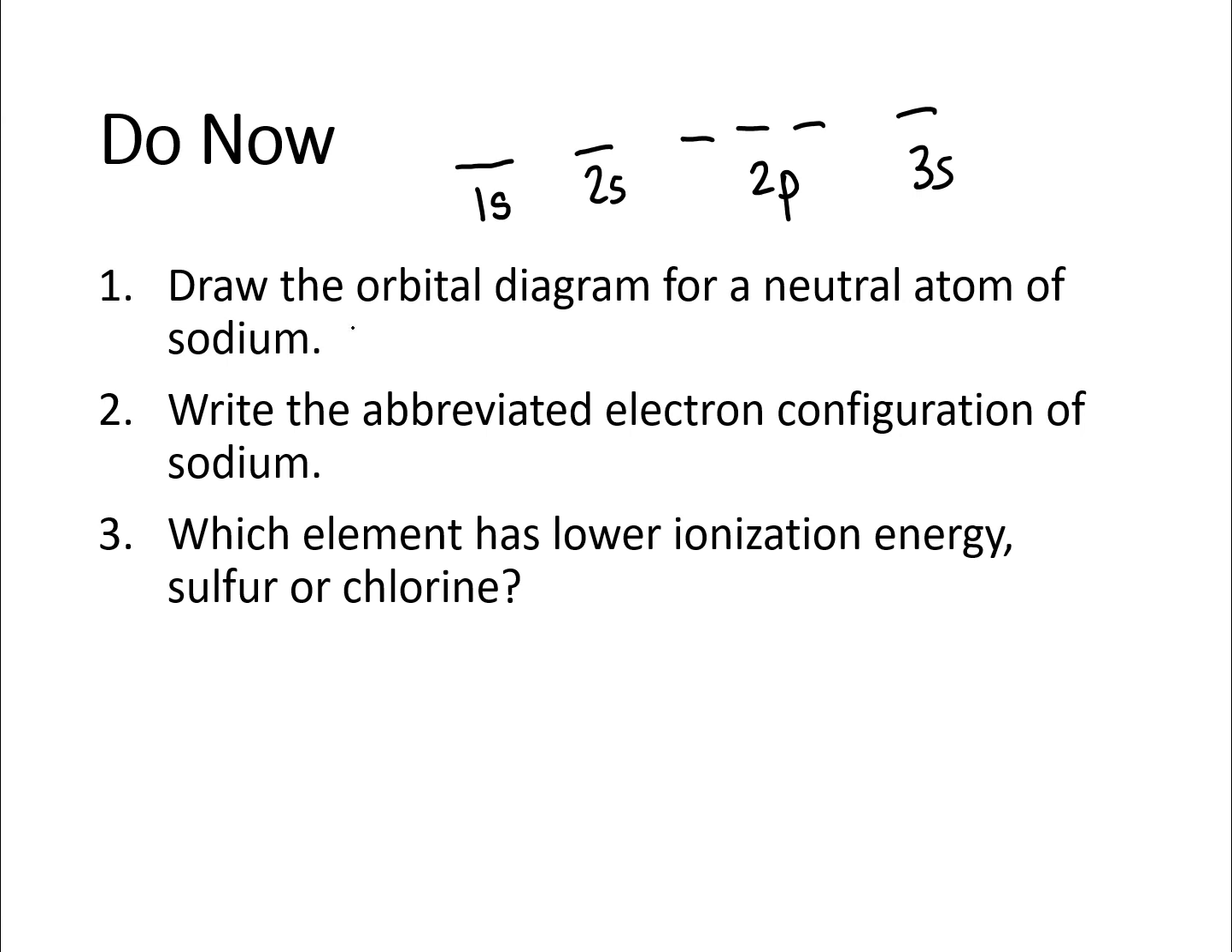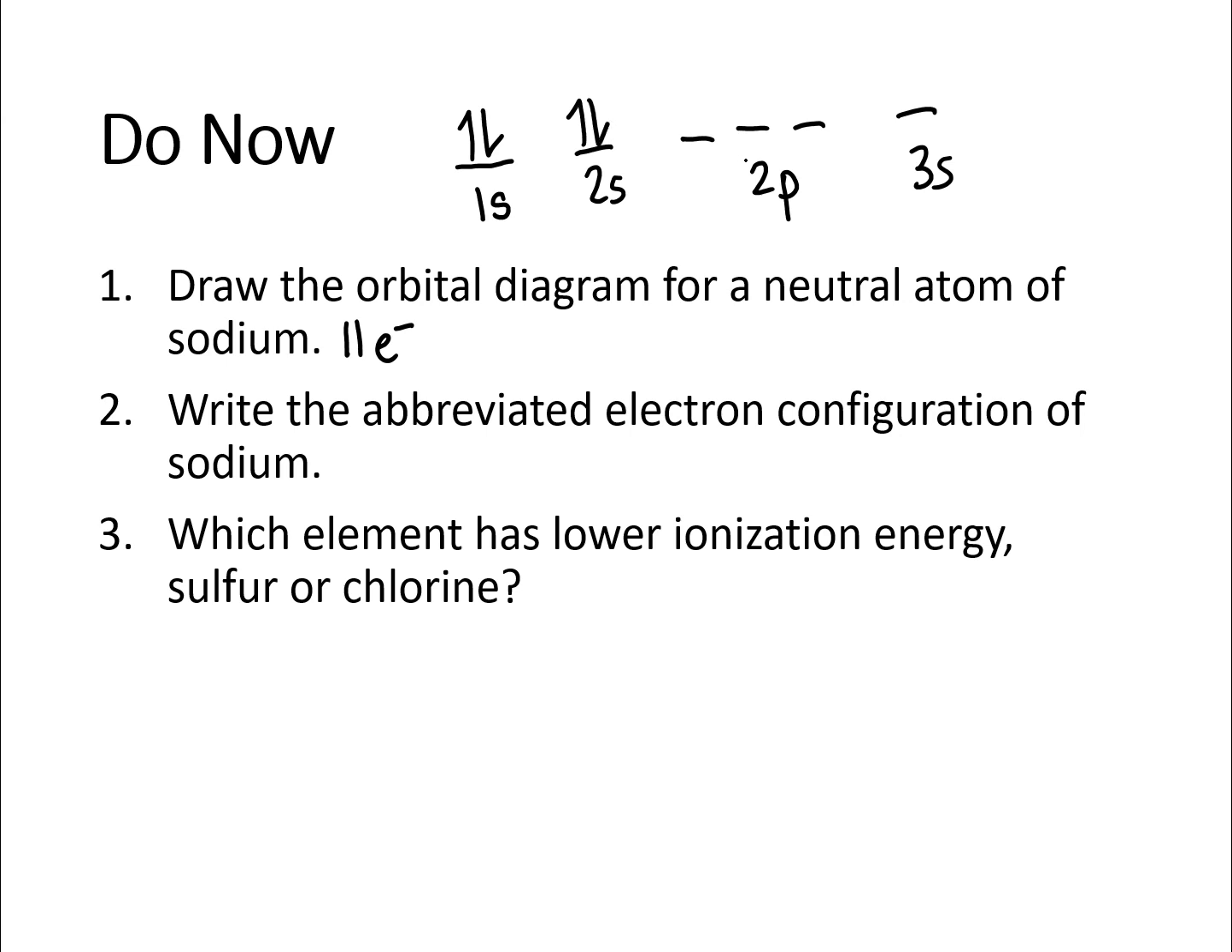So sodium has 11 electrons. We're going to fill the 1s first. And remember that with these orbital diagrams, we're not just representing where the electrons are, but their magnetic spin. So if electrons share an orbital, they have to have opposite spins.